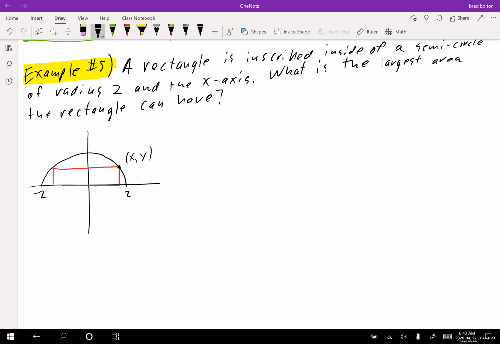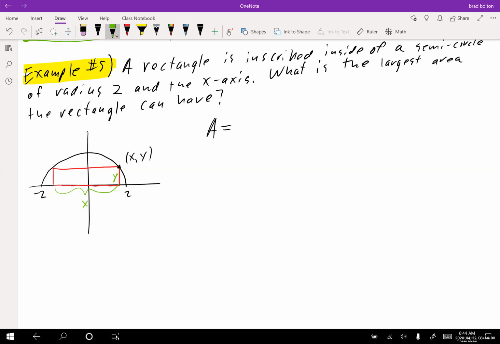You have to bring a little previous knowledge for this problem. That's what makes this one a little bit harder. So it says a rectangle is inscribed in a semicircle of radius 2 and the x-axis. What is the largest area the rectangle can have? So we know that we're trying to maximize area. Okay, now let's look here. What's the height of this rectangle? Well, wouldn't the height be y? And what would the length be? How far is it from here to here? What's the length of this rectangle? Or I should say length times width, or base times height. Well, wouldn't the base be x?